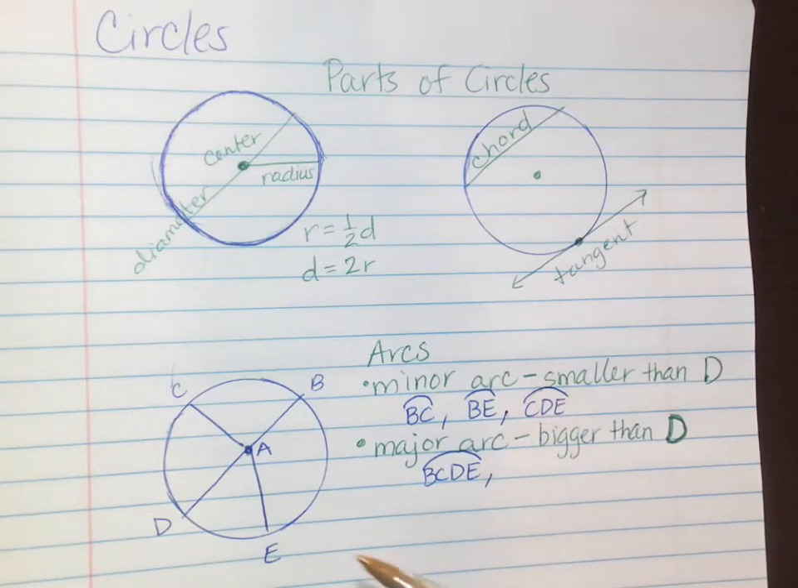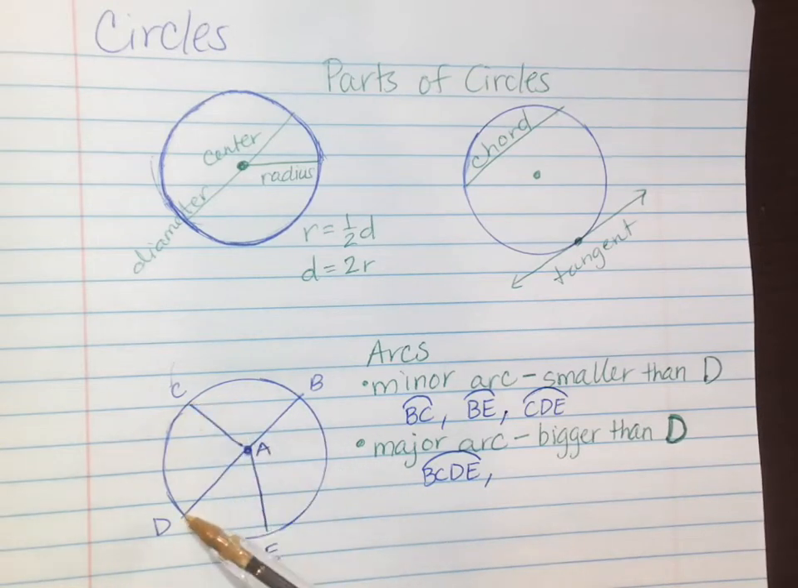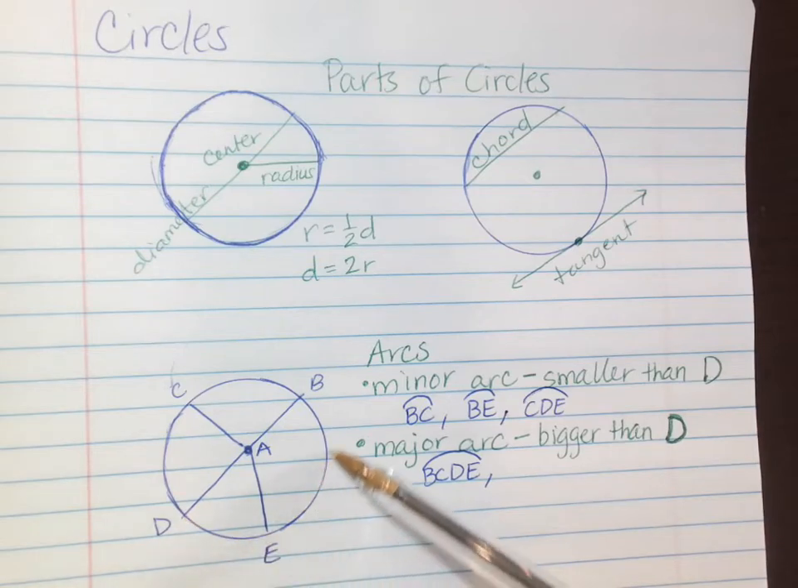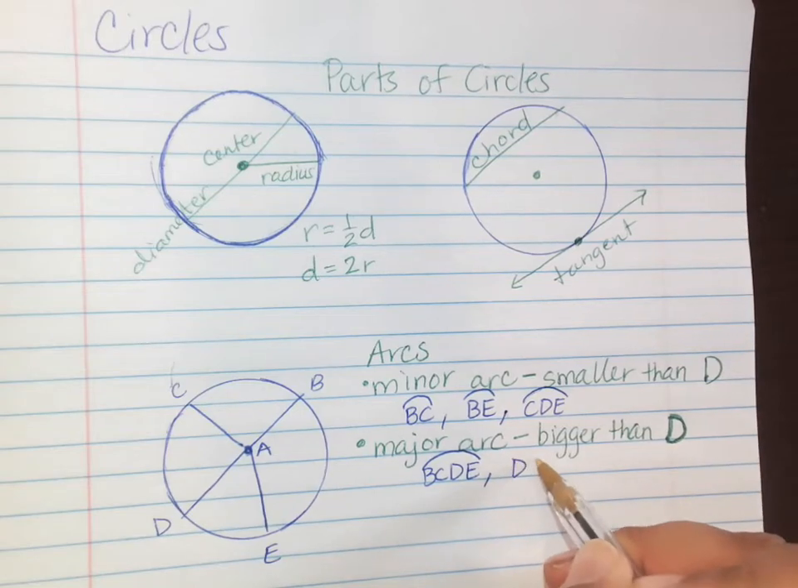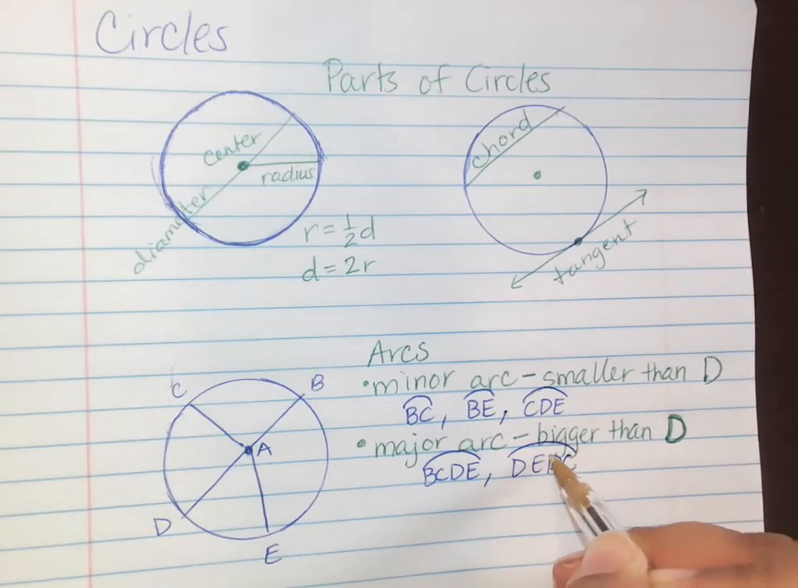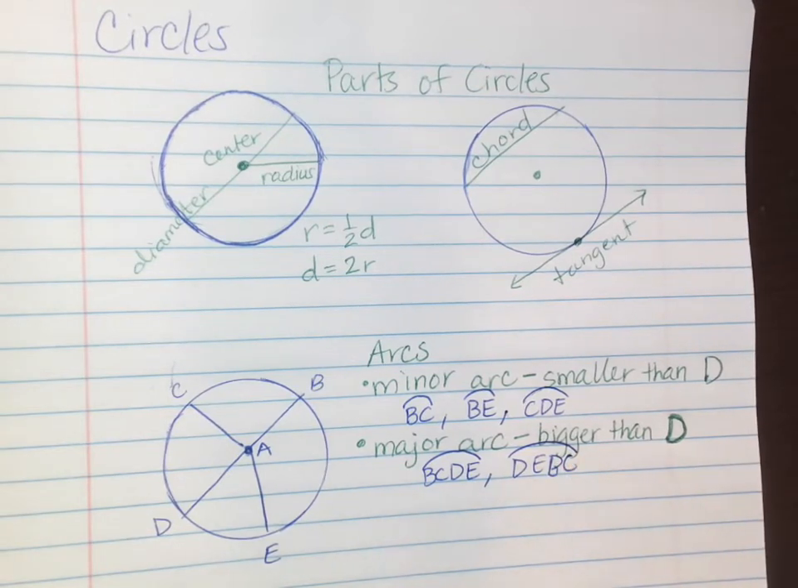We can say, let's see, from D going this way all the way around to C. If you just said DC, it would make me think, well, maybe you're just looking at this one. So you have to include the other letters. So we could say D, E, B, and C. Okay, so that is a major arc. And there's multiple answers here. I'm just kind of giving you examples.